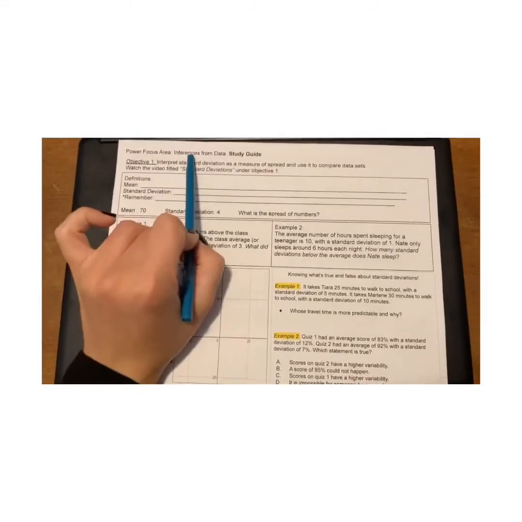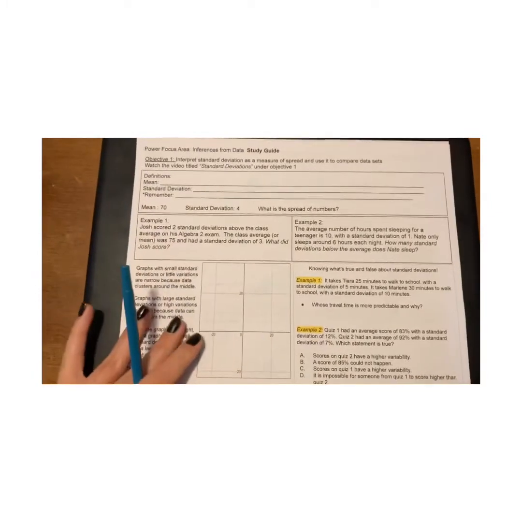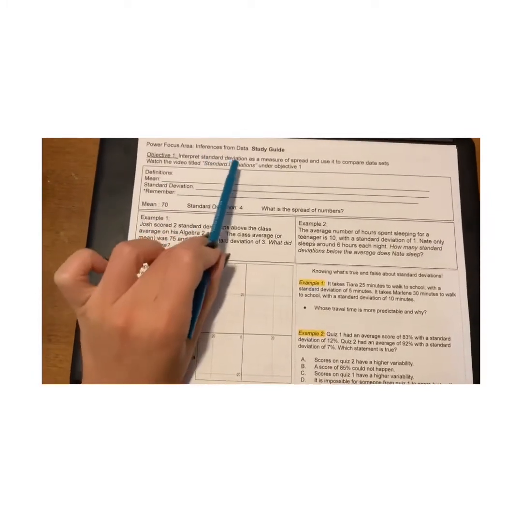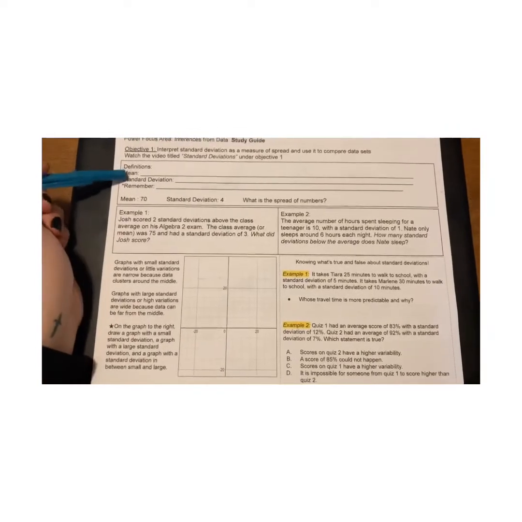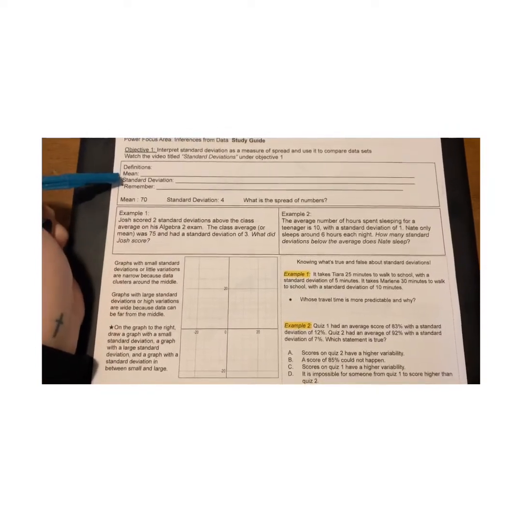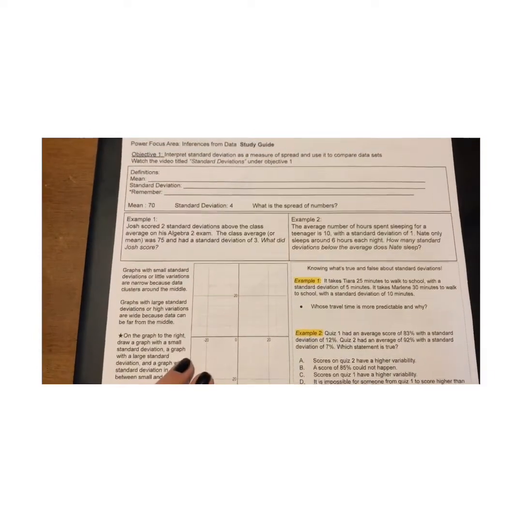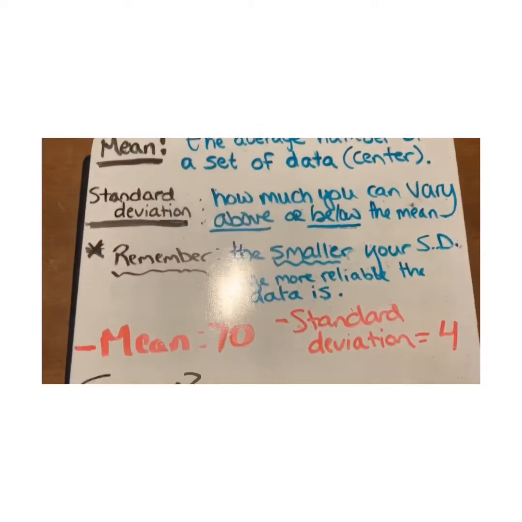Hi everyone, this is the power focus area called inferences from data, and we're on objective 1, which is all about this thing called standard deviation, and we're going to use that a lot in this objective and the whole power focus area. This first box up here is the definitions for these words, mean and standard deviation, and then I have a little remember, which is a keynote about those things.